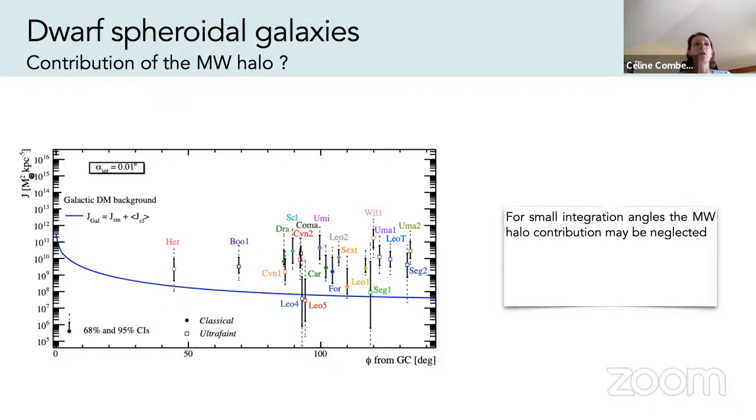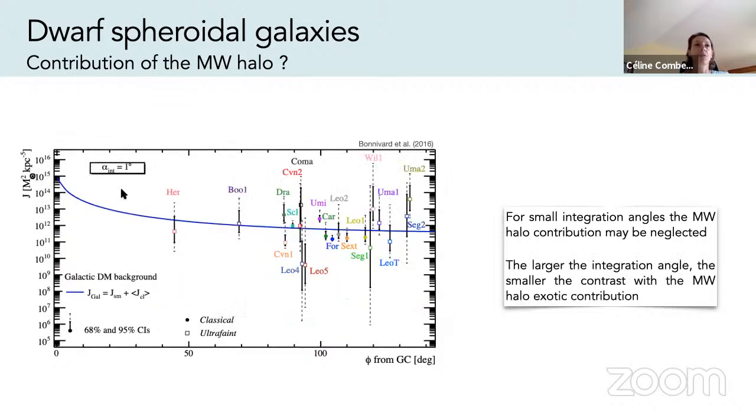But now if I go a bit more extreme to a larger integration angle, everyone goes up because I'm integrating the signal to higher distances. But also interestingly, now for most of the dwarfs, the level of the galactic contribution is roughly the same as the dwarfs. So for a large integration angle, in your analysis, you would have to account for the contribution of the line of sight.